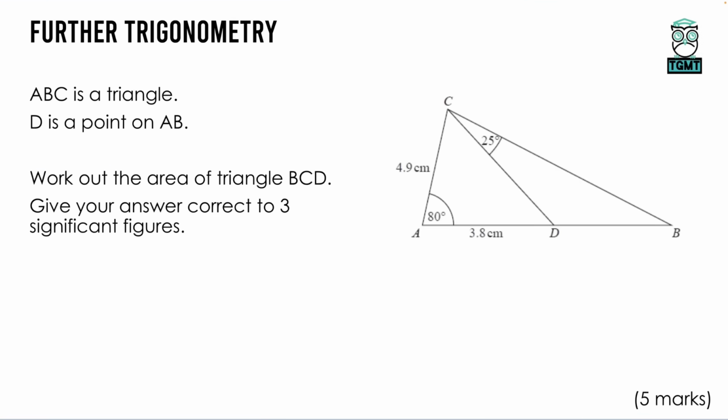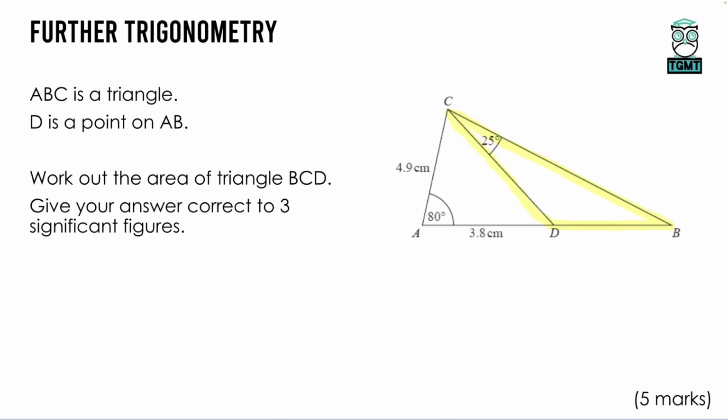Okay, so looking at some further trigonometry, this is one of those types of questions that just involves everything. It says ABC is a triangle, D is a point on AB, work out the area of triangle BCD. Give your answer to 3 significant figures, but we'll deal with that right at the end. So triangle BCD is this triangle here. And let's just think about what we need in order to get the area of that triangle.